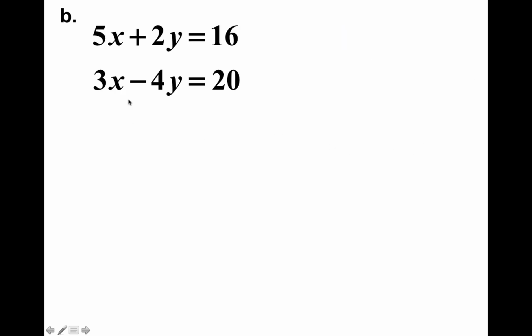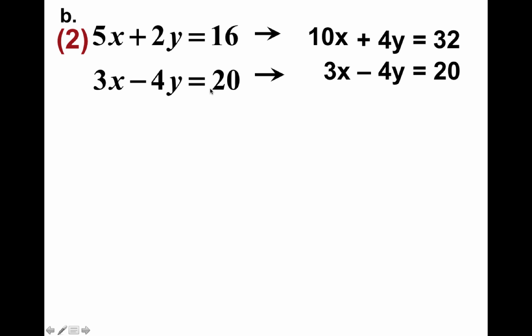Notice if you were to add the equations in part B, you would get 8x minus 2y equals 36. Neither variable cancels. But I can make a variable cancel if I multiply this entire equation on the top by 2. If I distribute the 2, I get 2 times 5x, which is going to be 10x, 2 times 2y is 4y, and 2 times 16 is 32. If I write this equation below it, notice how the y's are going to now cancel.